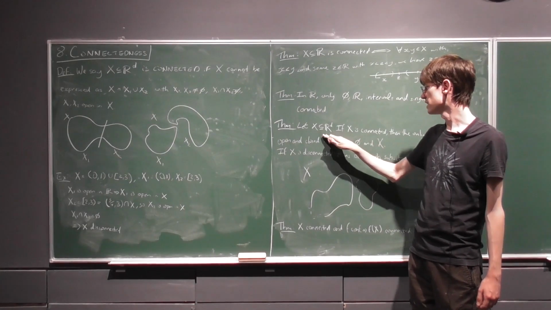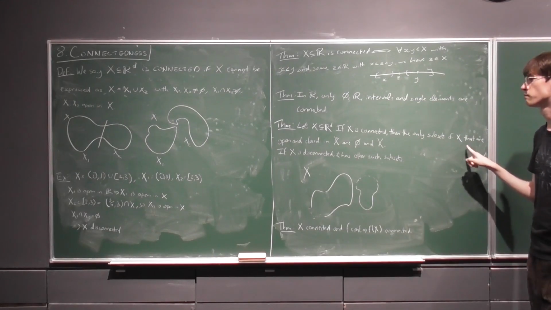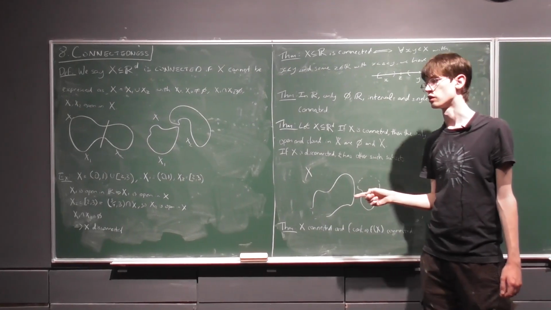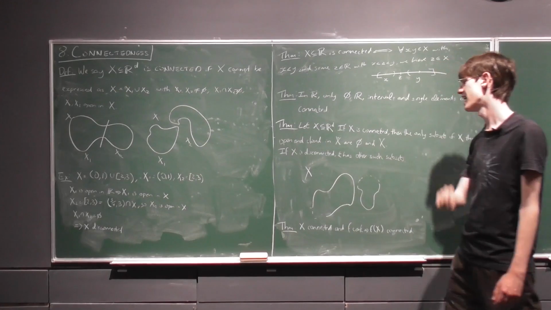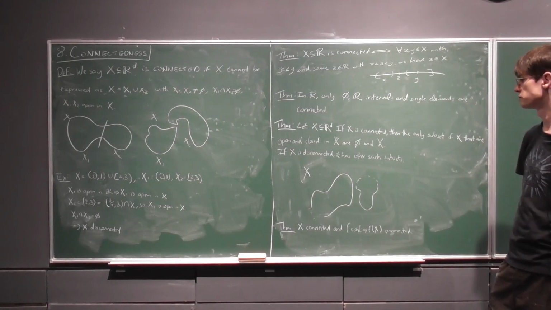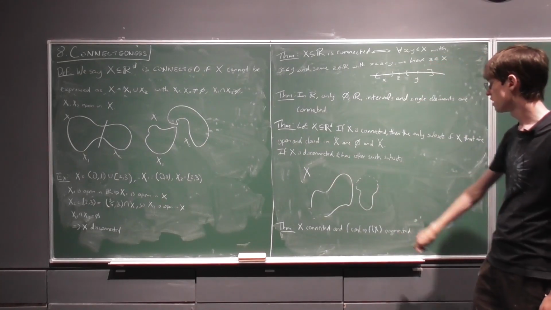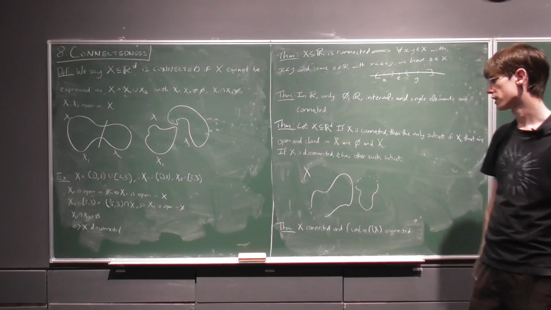Now, if we look to R^d, if X is connected, then its only subsets that are both open and closed are the trivial ones, which is the null set and X. If X is disconnected, then it will have other such subsets. So here we can see X, which will be the union of these two sets here, neither of which are open or closed in R.